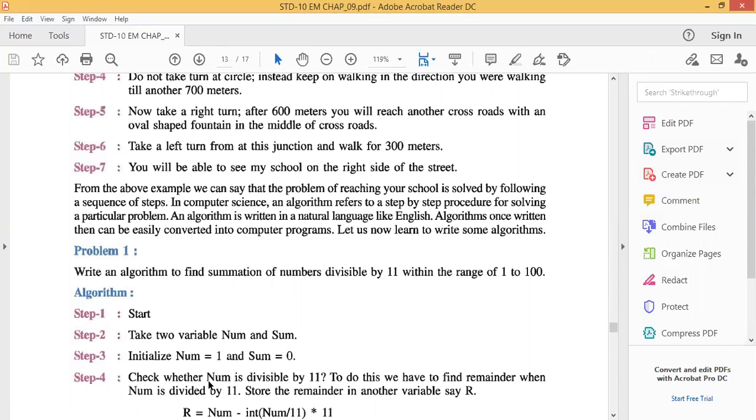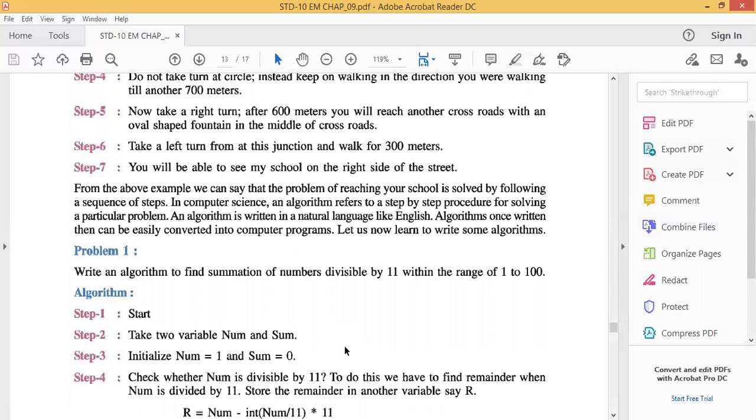From the above example, we can see that the problem of reaching your school is solved by following a sequence of steps. In computer science, an algorithm refers to a step-by-step procedure for solving a particular problem. An algorithm is written in natural language like English. Algorithm once written can then be easily converted into computer programs.